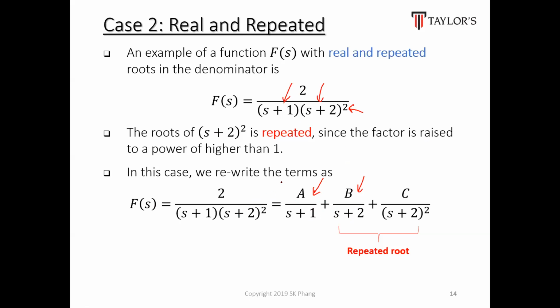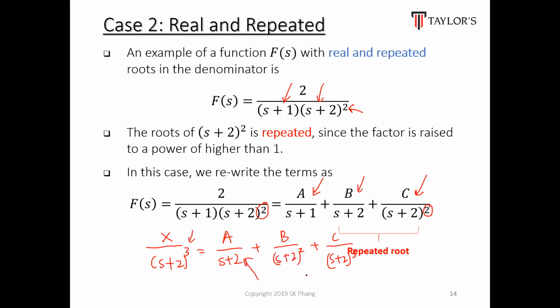All right, and then for the repeated root itself, you will need to have additional terms on the repeated root, which has the squared term here. So this is not just squared. Let's say you have a term such as (s plus 2) to the power 3. We don't bother what is on top. Then you need to break it down to A over s plus 2, plus B over (s plus 2) squared, plus C over (s plus 2) cubed. All right. So when you have power 3, you will need power 1, power 2, and power 3. When you have power 2, like you see here, you will need power 1 and power 2. That's all.